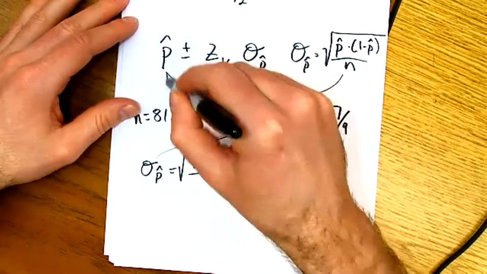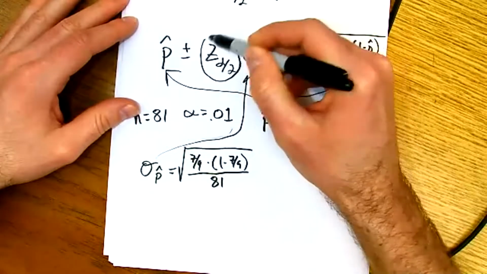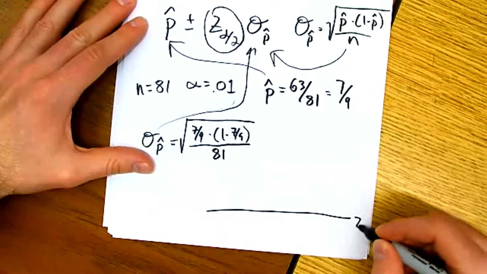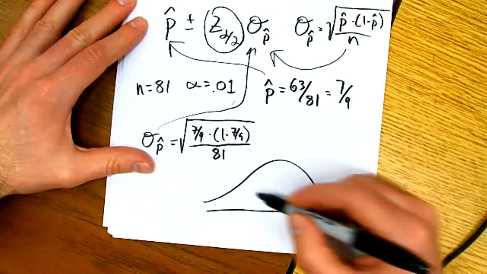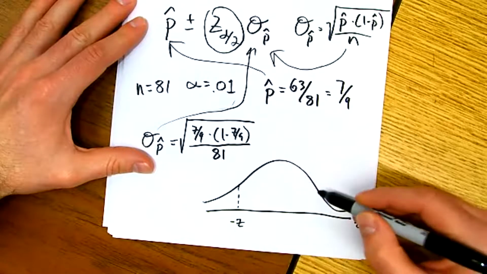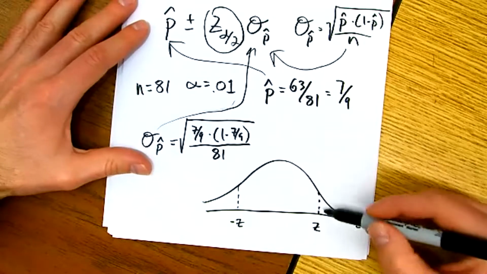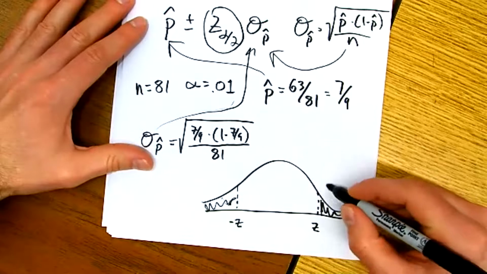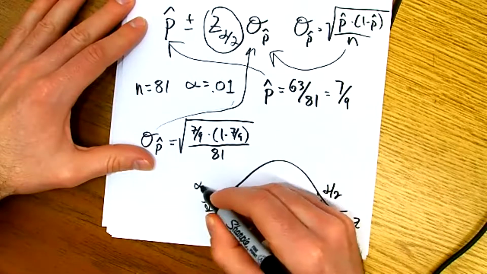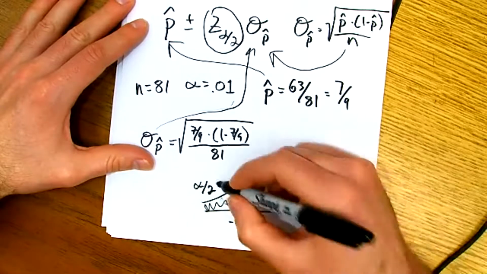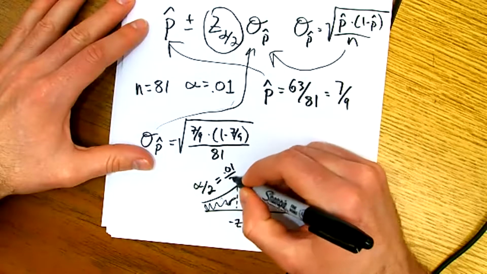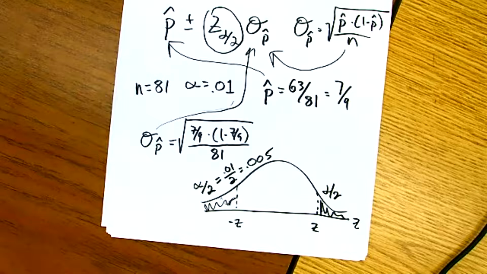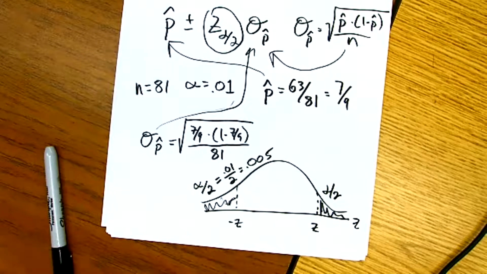and I have my sample proportion, the only thing left I need to find is that z-score. So how do I find that z-score? Well, if we think about what we're looking for, what z-value is going to give us alpha total in the tails, which means that there would be alpha over 2 in each tail, or 0.01 over 2 is 0.005. Okay? So I want to look up that value of 0.005 and figure out what that z-score is.